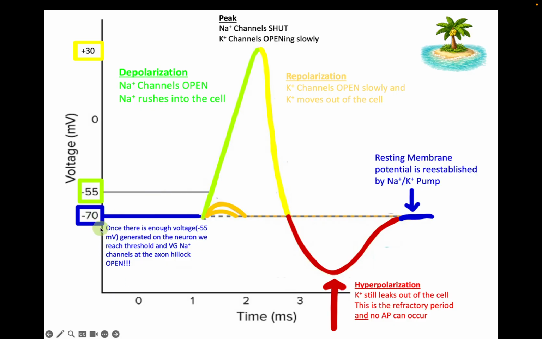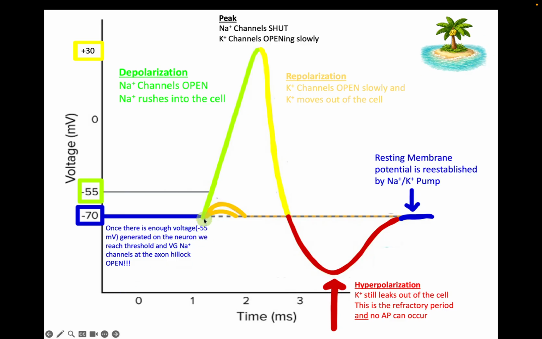Okay, so let's just start out with blue. Here we are at -70 millivolts. Our neuron is just sitting there, resting, waiting to be stimulated. It's resting at -70, just minding its own business. And remember, the reason that it's at -70 is because there's more potassium inside and more sodium outside. So don't forget this.